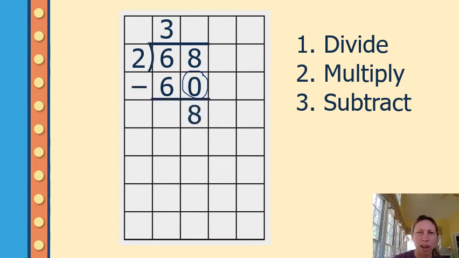All right, so now you've got 8 divided by 2. We're going back to this first step, dividing. 8 divided by 2 is 4. 4 times 2 is 8. So then you're going to subtract and get 0.